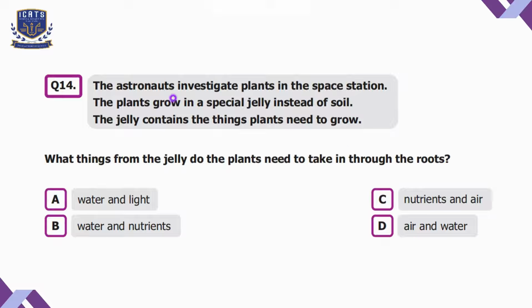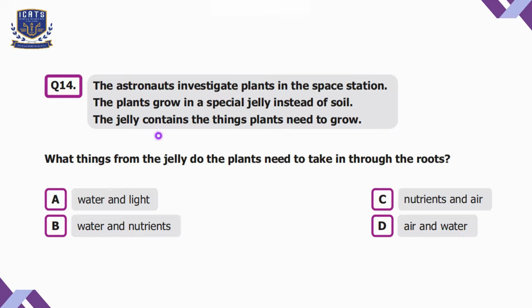Question number 14. The astronauts investigate plants in the space station. The plants grow in a special jelly instead of soil. The jelly contains the things plants need to grow. What things from the jelly do the plants need to take in through the roots? Option A is water and light. Option B is water and nutrients. Option C is nutrients and air. And option D is air and water.